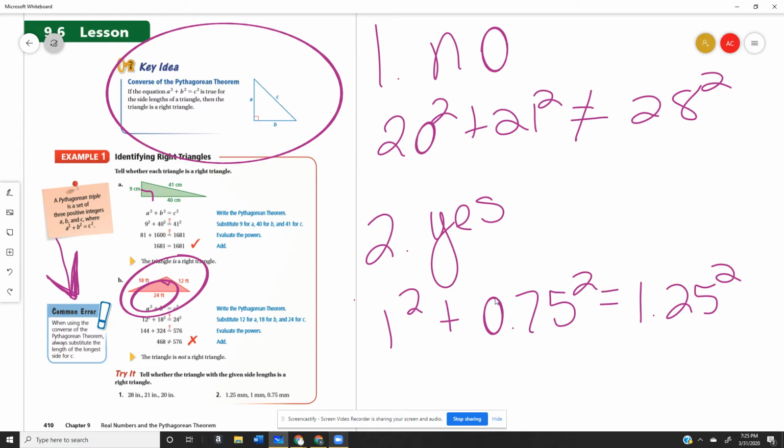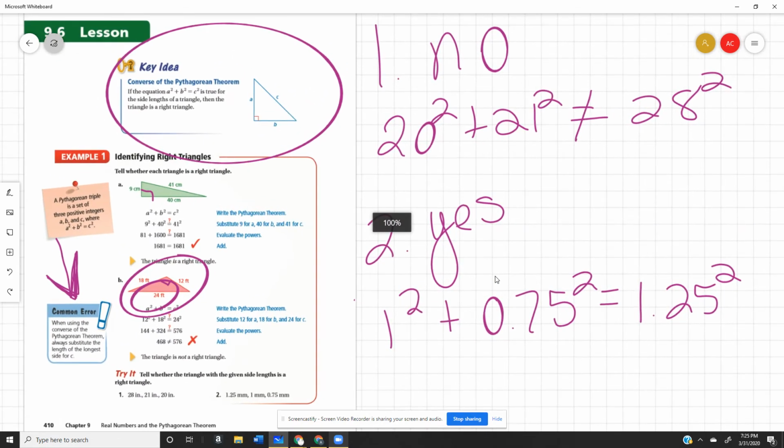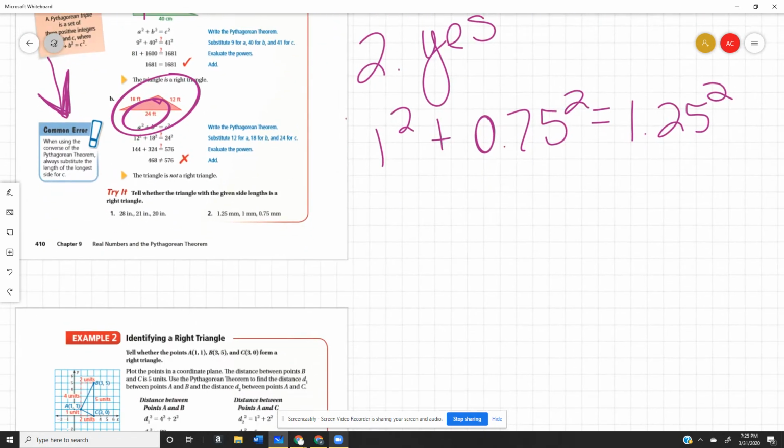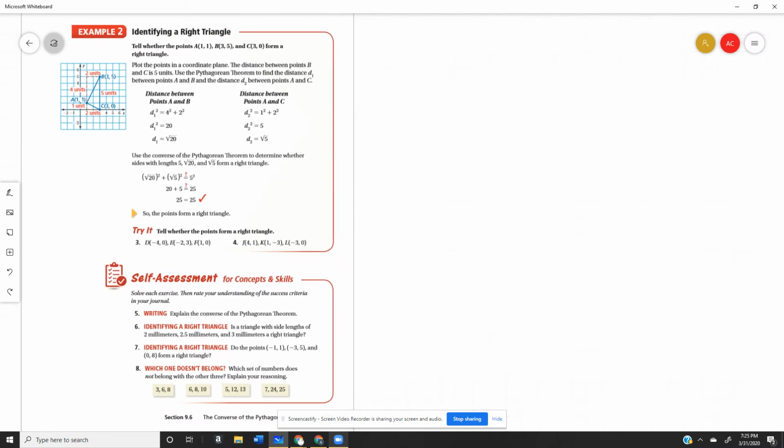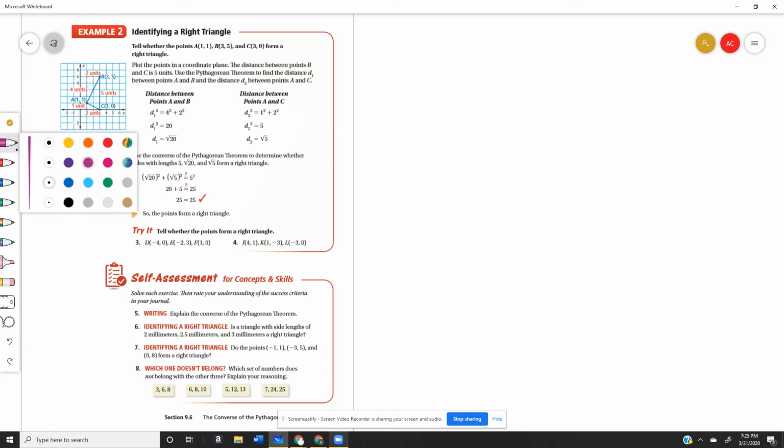All right, let's go ahead. Oop, wrong button. Let's go ahead and move on to example 2. Example 2 is a lot of work, I'm not even going to lie. It's a lot of work. We're going to get through it, though. We're going to do this.